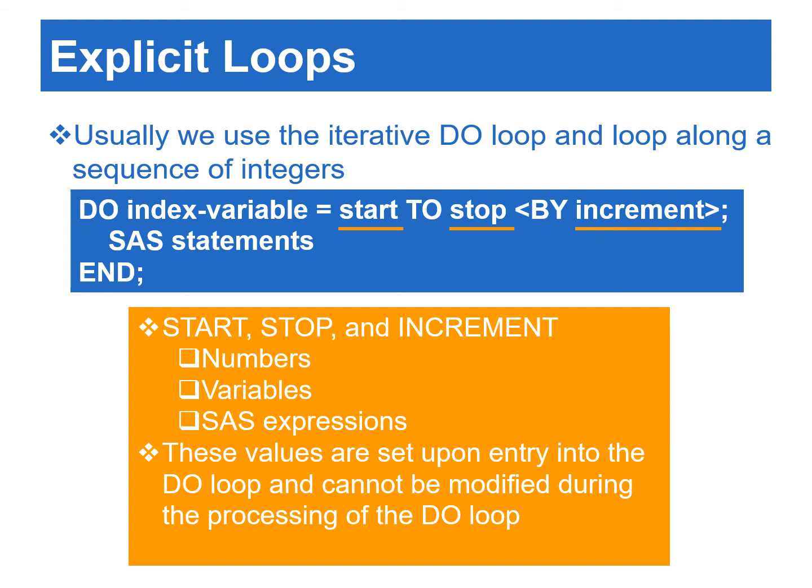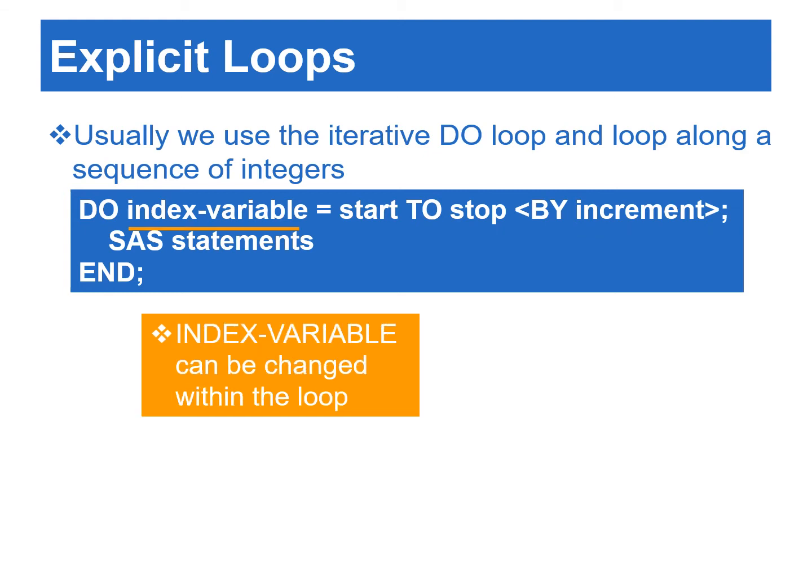These values are set upon entry into the do loop, and cannot be modified during the processing of the do loop. However, the index variable can be changed within the loop.